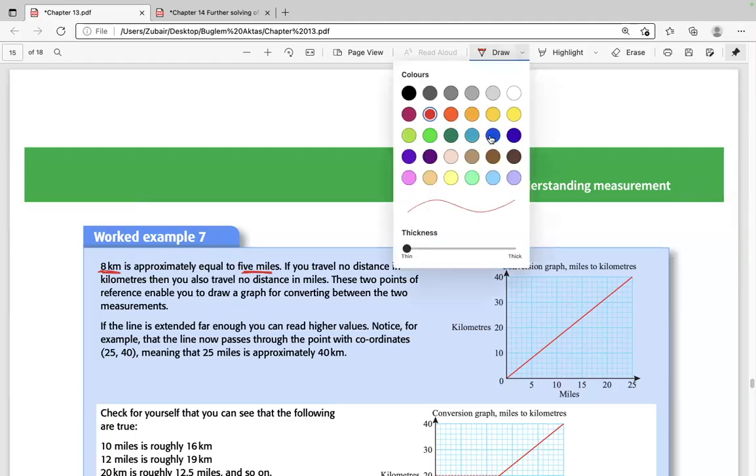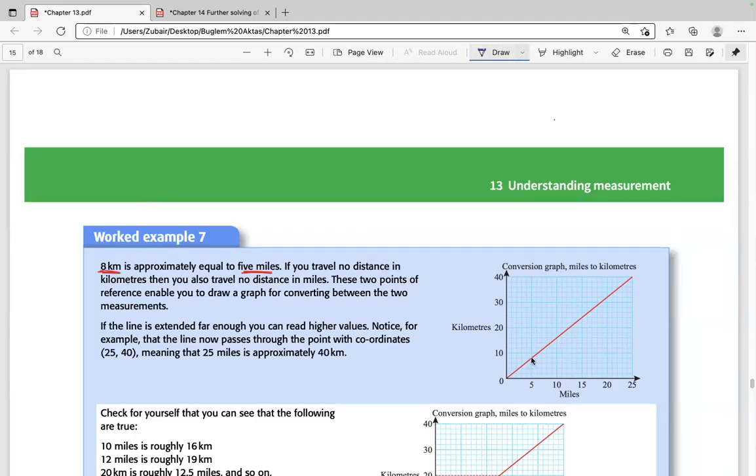Let me change this color. And this is 8 and 5. And then we can extrapolate the graph. If the line is extended far enough, you can read higher values. Notice, for example, that the line now passes through the point with coordinates x 25 and y 40. That means 25 miles is equal to 40 kilometers.